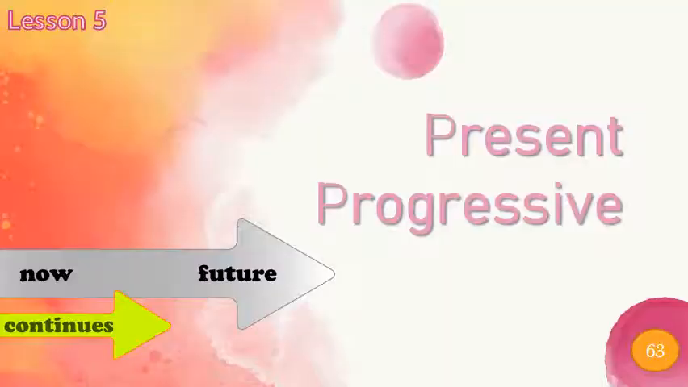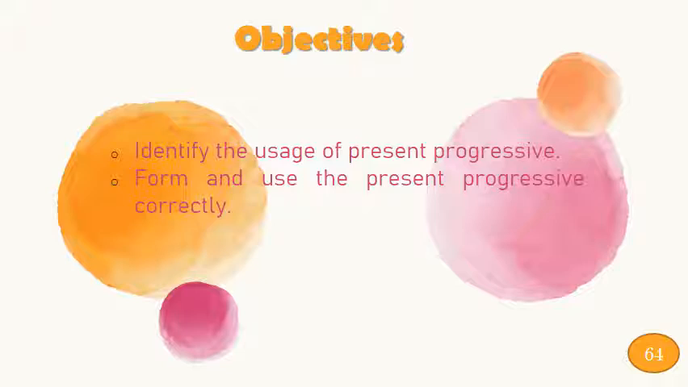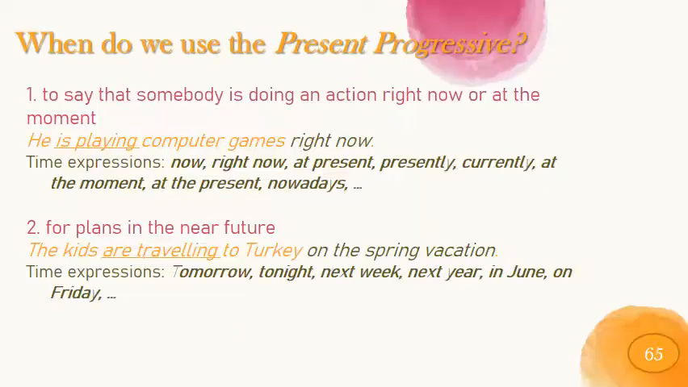This lecture I'm going to explain for you the grammar lesson present progressive. Okay, you can go back to your ISI grammar booklet part 2 to find the required lesson. You can start from page 63. So we're going to explain the present. You will identify the usage of the present progressive and you will form and use the present progressive correctly.